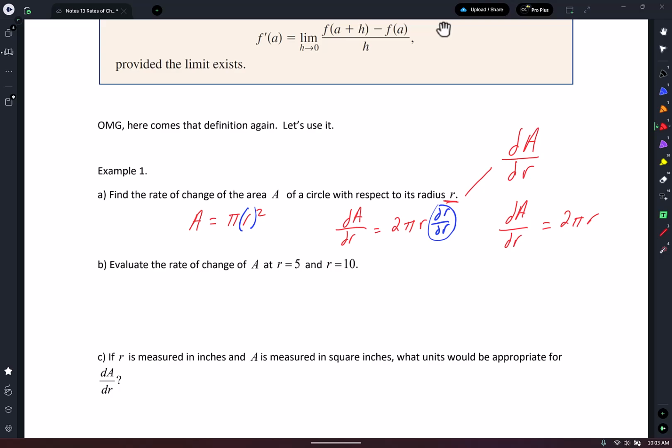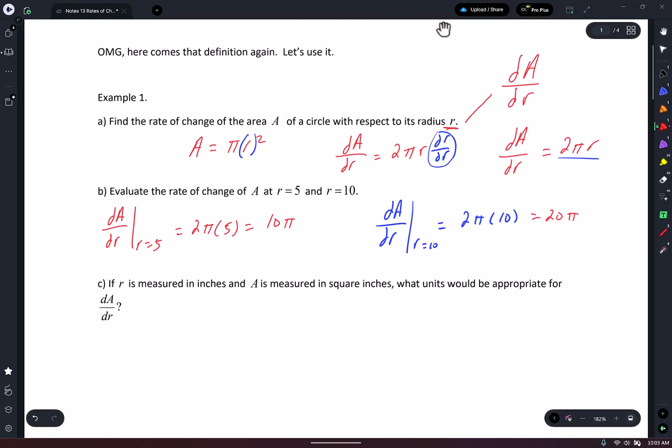How do we feel? Okay, and then it says evaluate the rate of change of A at r equals 5 and at r equals 10. All right, so you write it like this. dA dr evaluated when r is 5 equals 2 pi times 5. So that's 10 pi. And let me write the other one. dA dr when r equals 10 equals 2 pi times 10. I'm just using the formula, guys. So 20 pi. How do you feel? Okay.